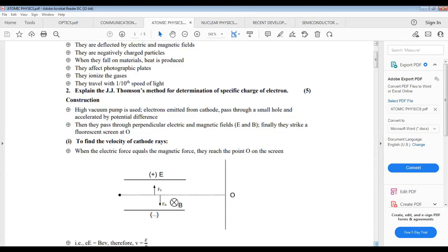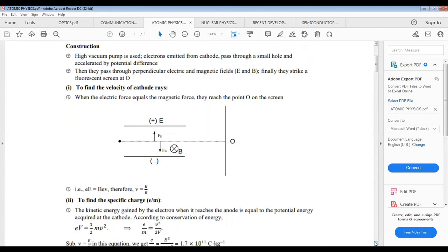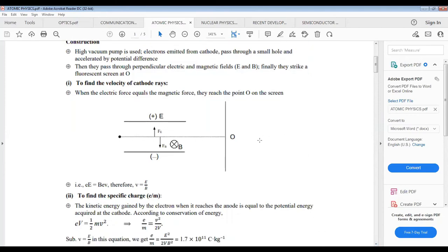You can write the construction like this. We are applying two fields: one is an electric field as well as a magnetic field. We are adjusting the two fields. When the two fields are equal, eE is the force due to the electric field and Bev is the force due to the magnetic field. This is the Lorentz force. This is your electrostatic force, e into E, where e is the charge of the electron and E is the electric field intensity. Here B is the magnetic field, e is the charge of the electron, v is the velocity.